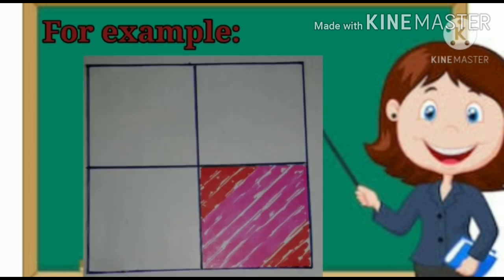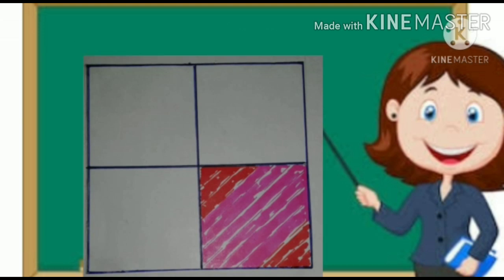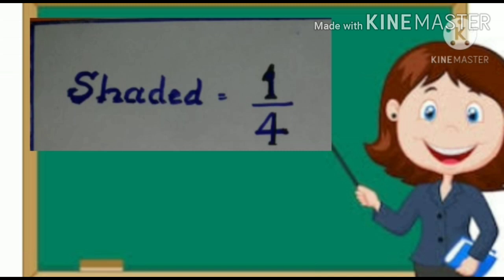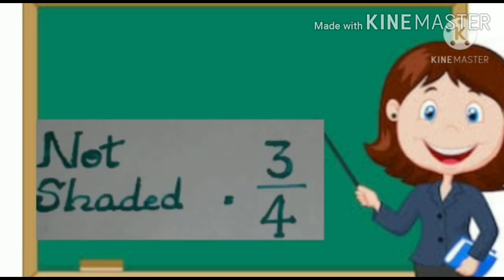For example, look at this square. It is divided into 4 equal parts. How many parts are shaded? Is it one part? No, it's not one part. We have to say 1/4 part is shaded. How many parts are not shaded? 3/4 parts are not shaded.